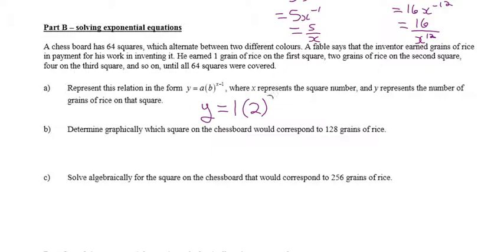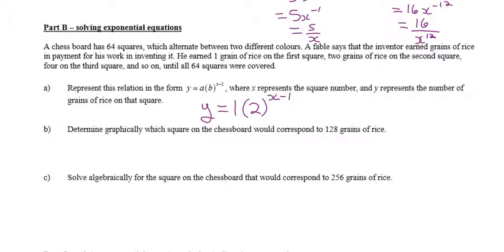And we've got this power of x minus 1. So when we put a 1 in for the first square, 1 minus 1 is 0. 2 to the power of 0 is 1. Times 1 is 1, right? So this expression works. Let's try it out again. I want to make sure I've got the right expression. Okay, let me try this for a couple of squares.